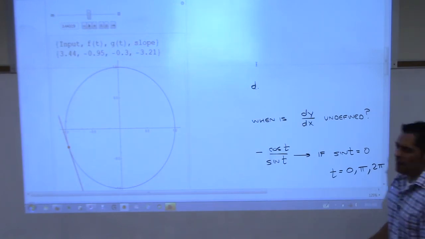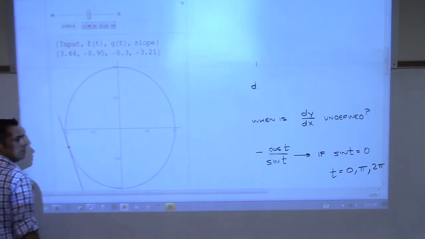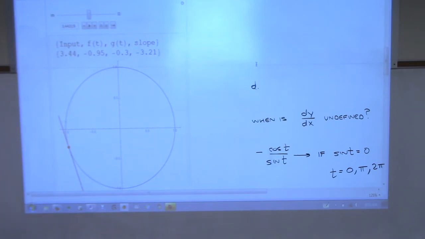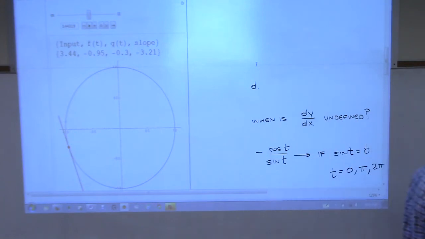And we can verify that. If you were to come here, the tangent line would be vertical. Here, the tangent line would be vertical. That's it. Does this make sense? Okay. Good.